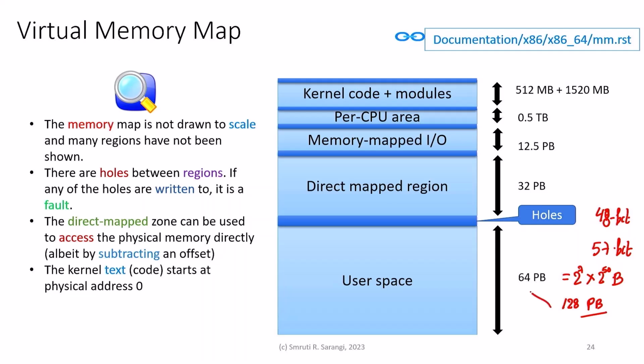Out of that, 64 you give to the user space process, which is again a lot of virtual memory, but fair enough, you go ahead and do that. The remaining part, which is 64 petabytes, is kept for the kernel, 50-50, half-half split.